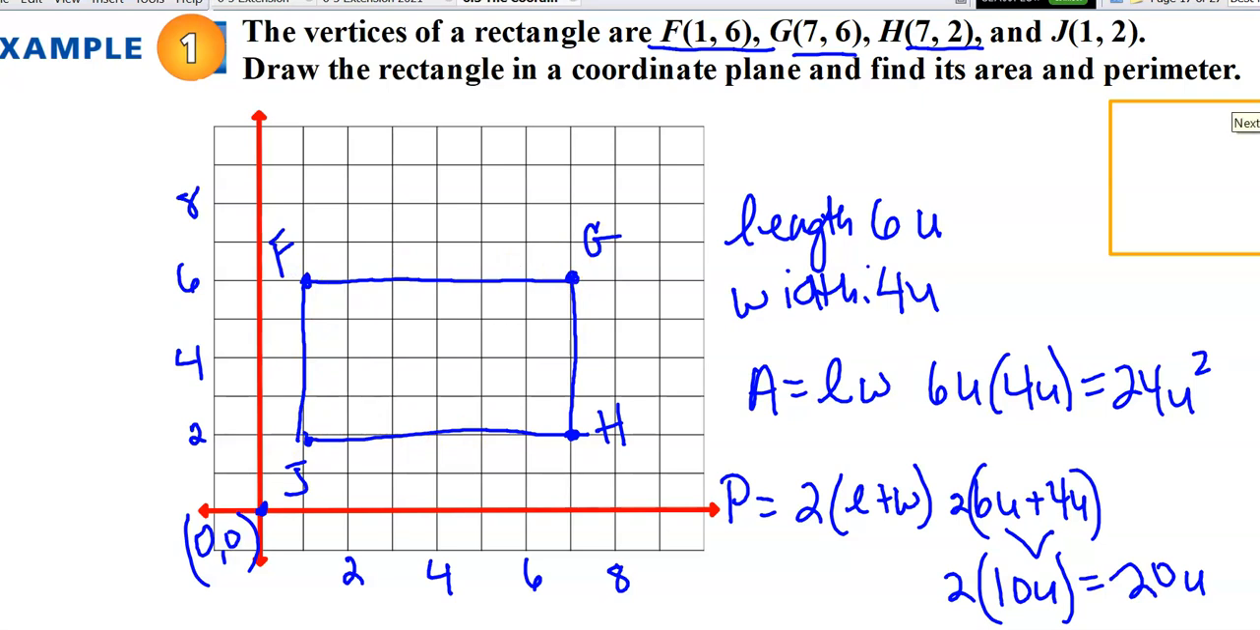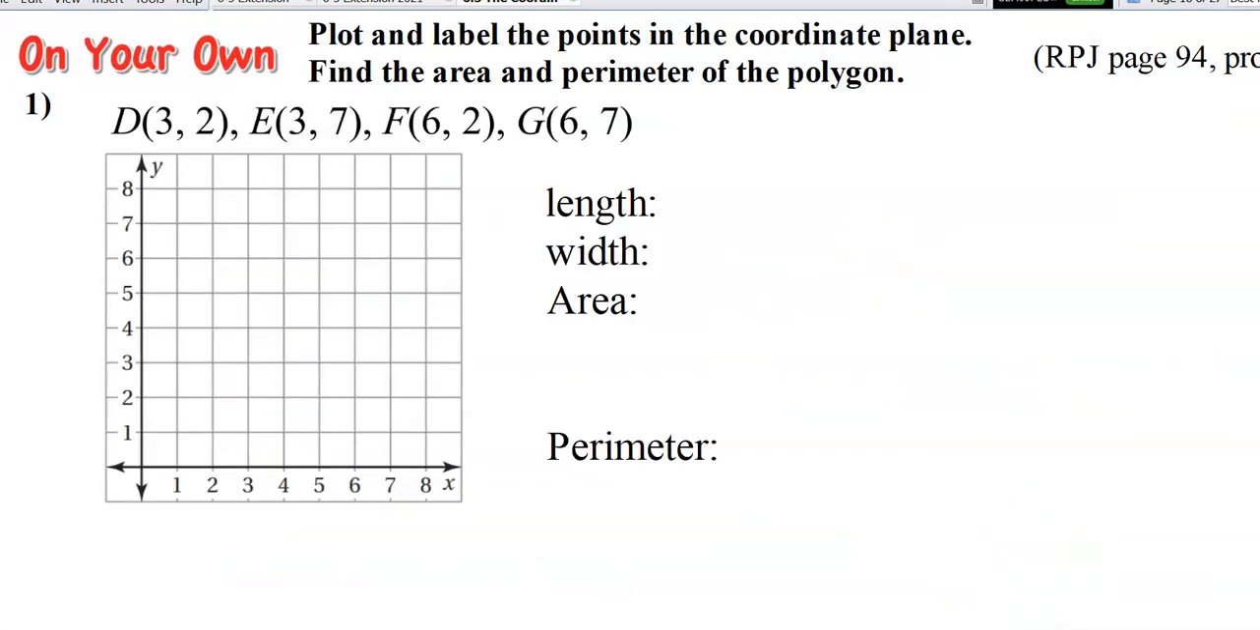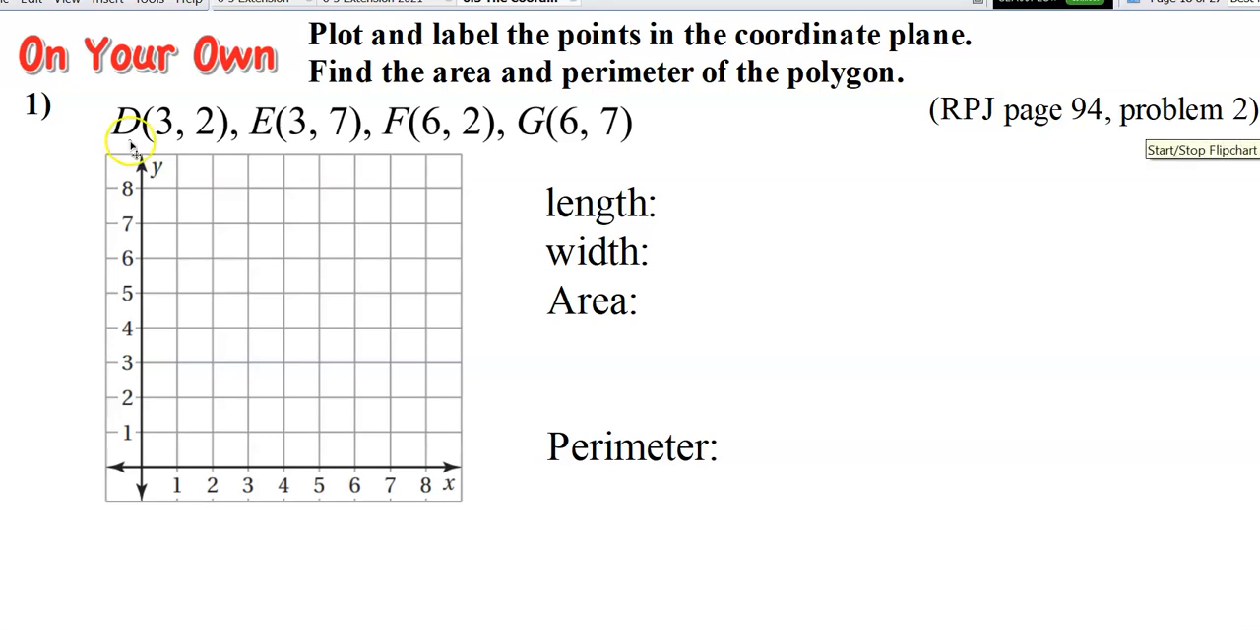Okay, so that's the basics of what we're doing today. Now we're going to get a few more complicated shapes. So try this on your own. This is in your Record and Practice Journal. If you want to do this in your RPJ, it is problem number 2 on page 94. There are 4 vertices, so you can bet that it's going to be a square or a rectangle. Then find the perimeter and the area. Go ahead and pause the video. I'm going to continue on.